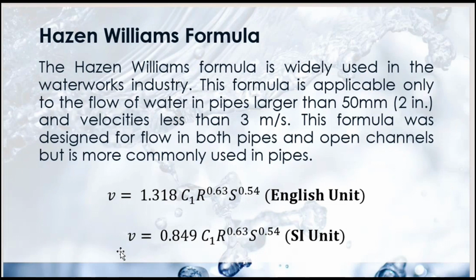For velocity in Hazen-Williams, we have both the English unit and the SI unit. For English, that is 1.318 C sub 1 R raised to 0.63 multiplied by S raised to 0.54. If it is in SI, the coefficients are the same, but with a different numerical value in front, that is 0.849, because it has been converted into SI.